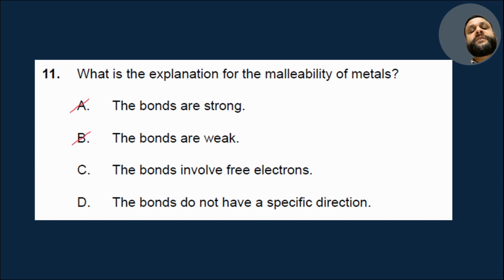C, the bonds involve free electrons, something to do with the charge. Metals can conduct electricity because of the movement of free electrons. D is the correct option. So the bonds do not have a specific direction. D is the correct option.